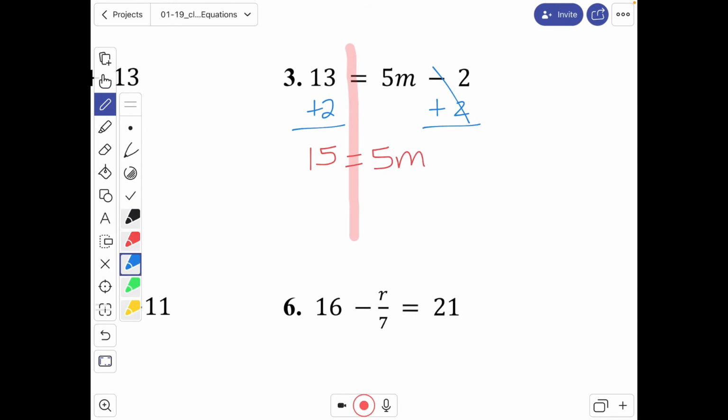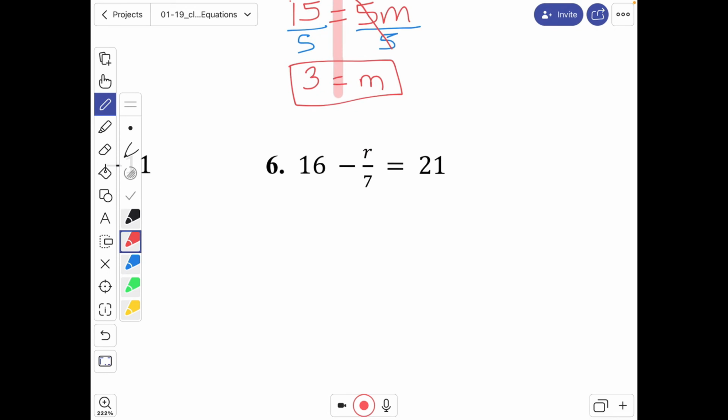All that's left is multiplication, and the opposite of multiplication is division. So we're dividing by 5 on both sides. 15 divided by 5 makes 3. And on this side, the 5's cancel, and m is by himself. Okay, and number 6. This one looks a little bit different too.